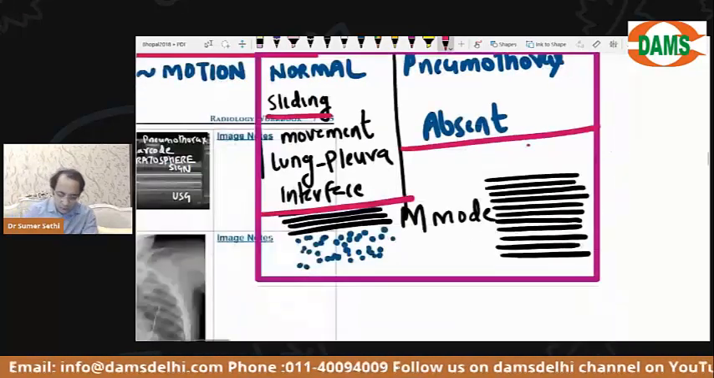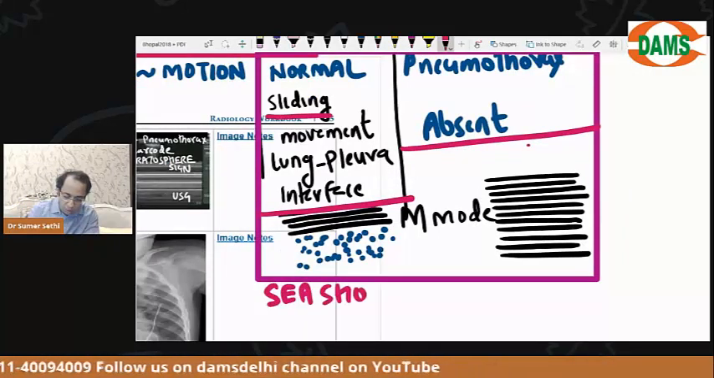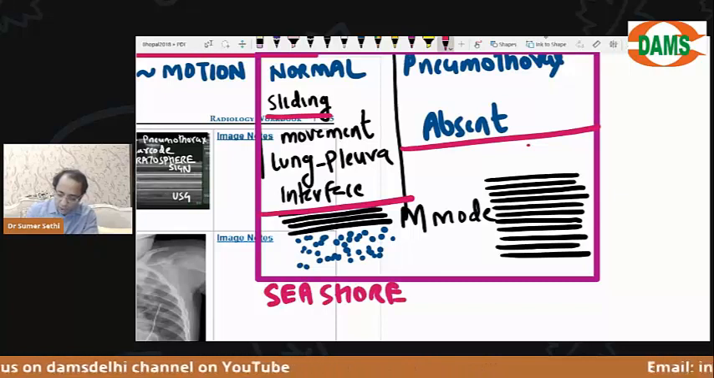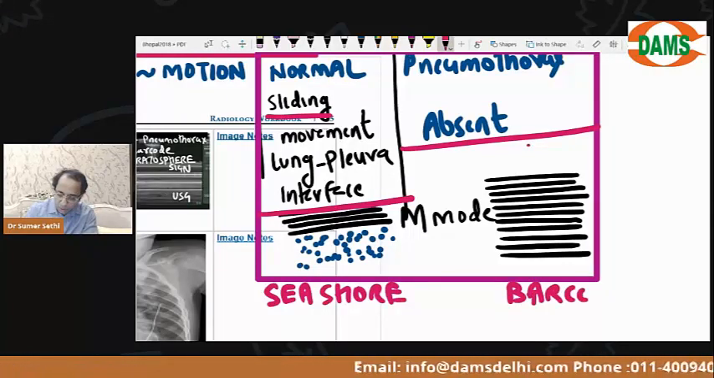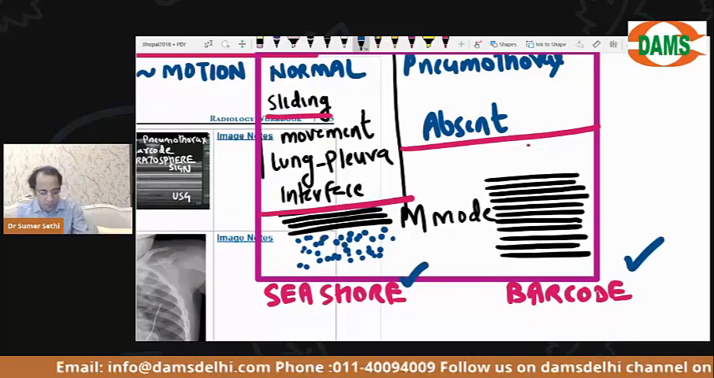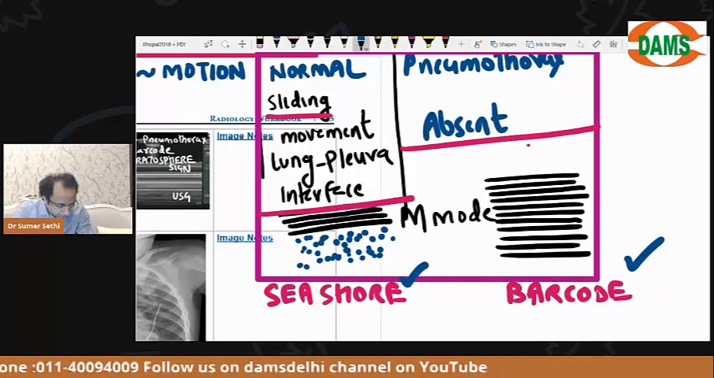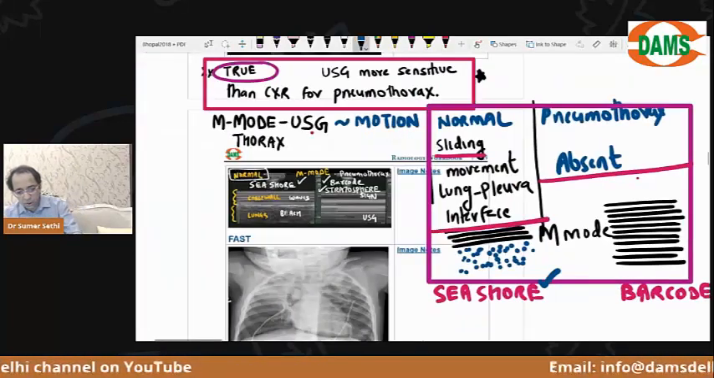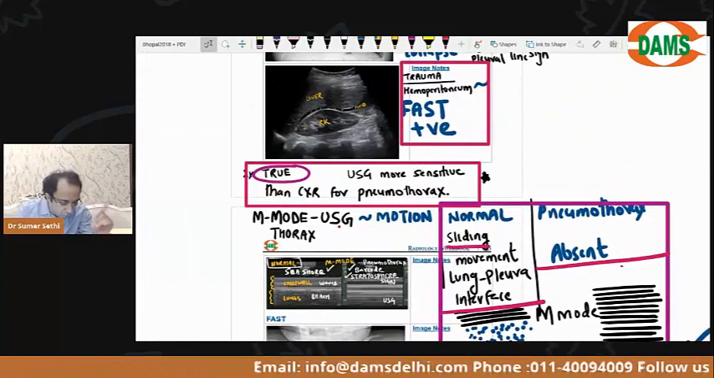That is why in a normal person on M mode you see seashore appearance, while in pneumothorax on M mode you will see barcode appearance. And you saw this question has been repeatedly asked in AIIMS exam, NEET exam. It is very, very important. Everybody? Yes? So let's try and understand that FAST is done only in trauma, beta. It's done only in trauma.